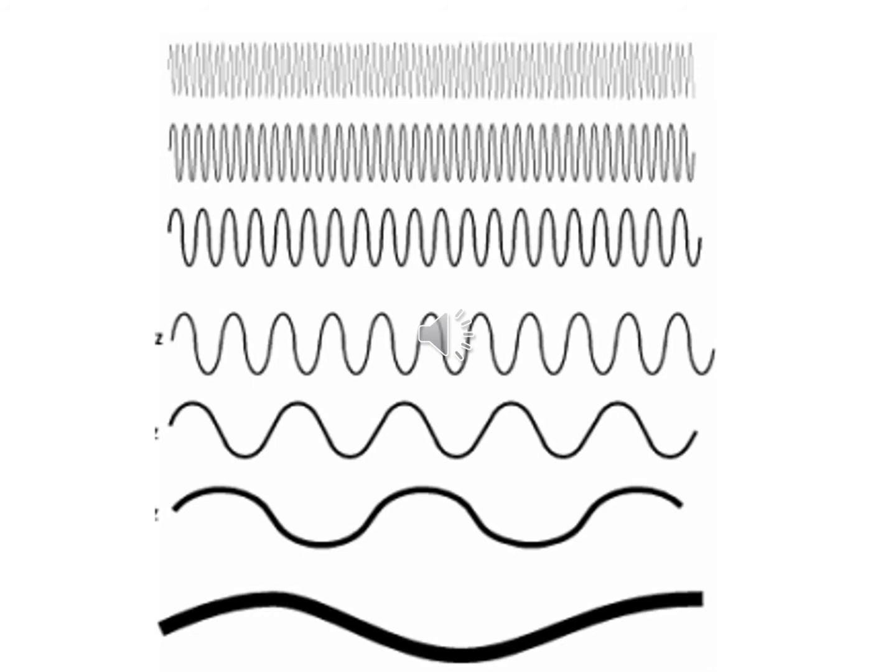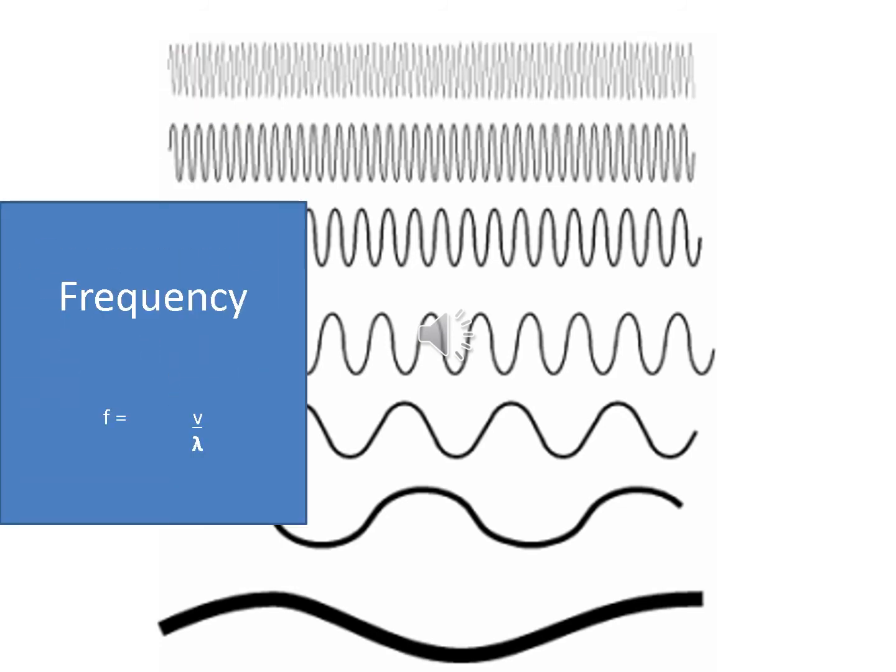Remember, just by way of review, that we can determine the frequency of a sound wave by using this particular equation. Remember that the f in this equation stands for frequency, the v stands for speed, and the Greek letter lambda stands for wavelength.